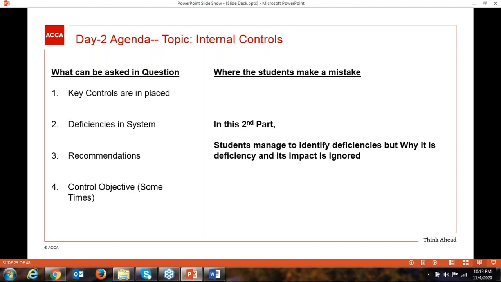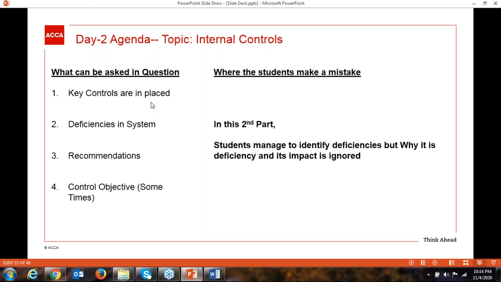So, in the December 2020 attempt, what can be asked in the question? First of all, the examiner can ask you one thing: what key controls are in place? You people tell me, key controls which are in place, are they done by the auditor or by the management?